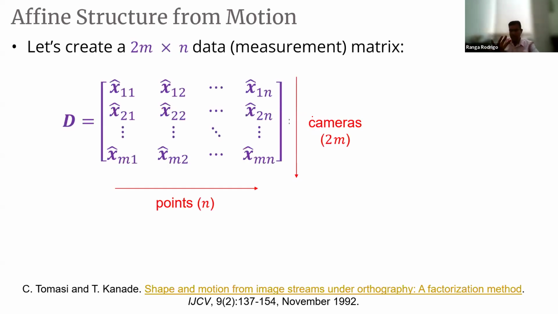So, okay, now this is the most important part. You can see Tomasi and Kanade, Professor Kanade, have discovered this. Let's create the 2m times n data measurement matrix. So you can see x11, x12, x1n. So these are the points in the horizontal direction. These are the 2m cameras, due to 2m because of x and y coordinates, right? x21, x22, x2n, xm1, xm2, xmn. I hope it is clear to you.